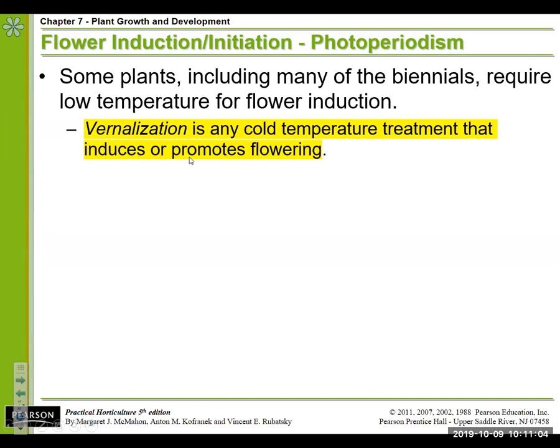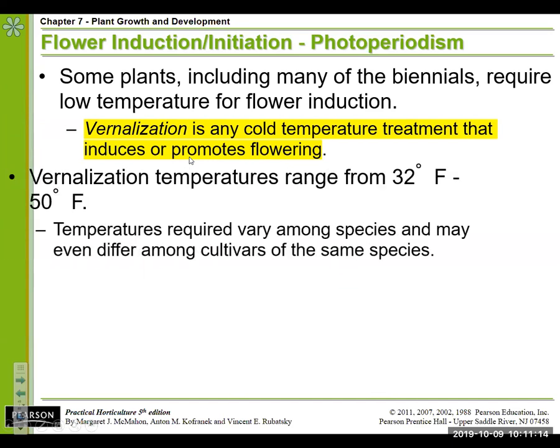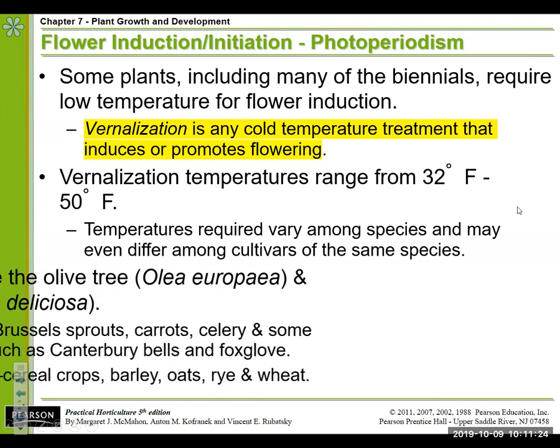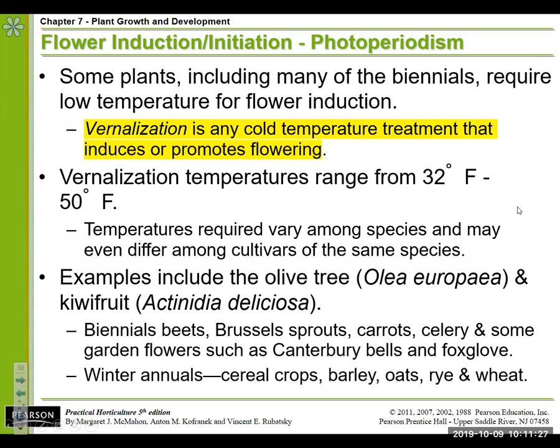We mentioned vernalization, the cold temperature treatment that is required to induce or promote flowering in plants. Generally, vernalization temperatures range from 32 to 50 degrees, but of course that varies among species and even amongst different cultivated varieties. And in some cases, we look at vernalization as being important for causing even some tropical plants to become dormant.